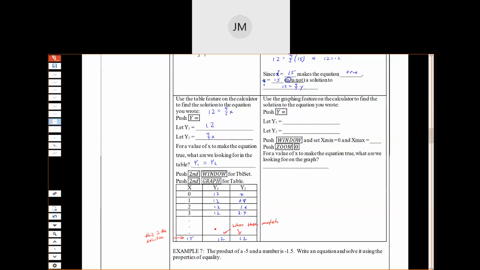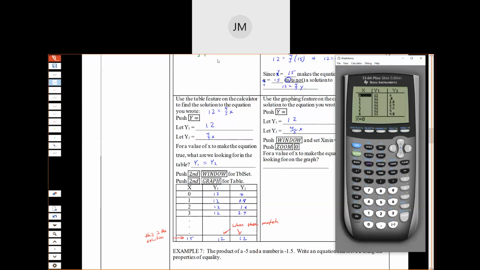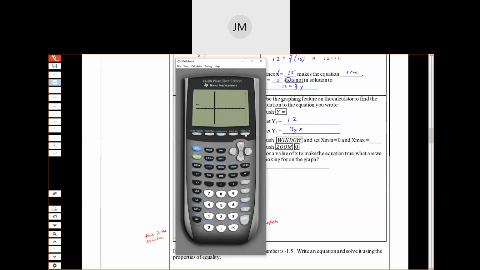Okay, likewise on the graph, we do the same thing. I can say, all right, I want my y1 to be 12, my y2 to be 4/5 x. We've already typed that in, so at this point, we can just hit the graph button. Now, mine is still zoomed out from the previous problem. Under my standard zoom window, I won't see the intersection point. So I might have to zoom out, right? Hit zoom and just zoom out, and that's fine.